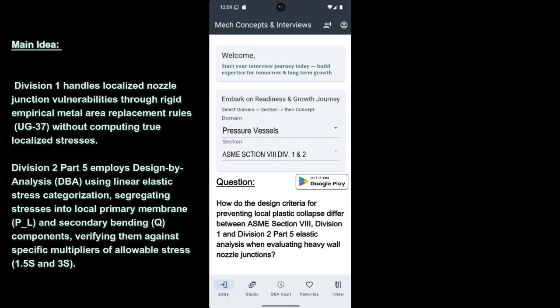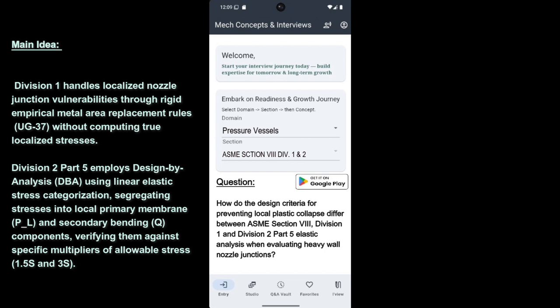It dictates that if you cut a hole in a vessel for a nozzle, you must replace that exact volume of removed metal in the immediate vicinity of the cutout. It never actually computes the true localized stresses. It just blindly replaces the mass. Right. It assumes replacement equals reinforcement.